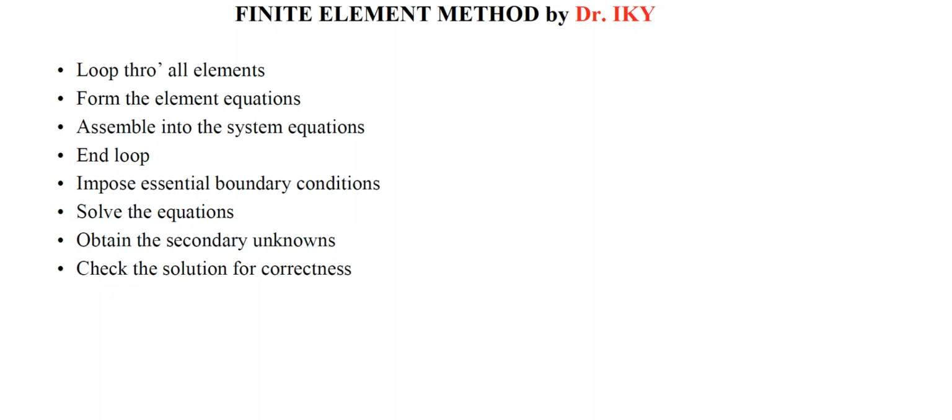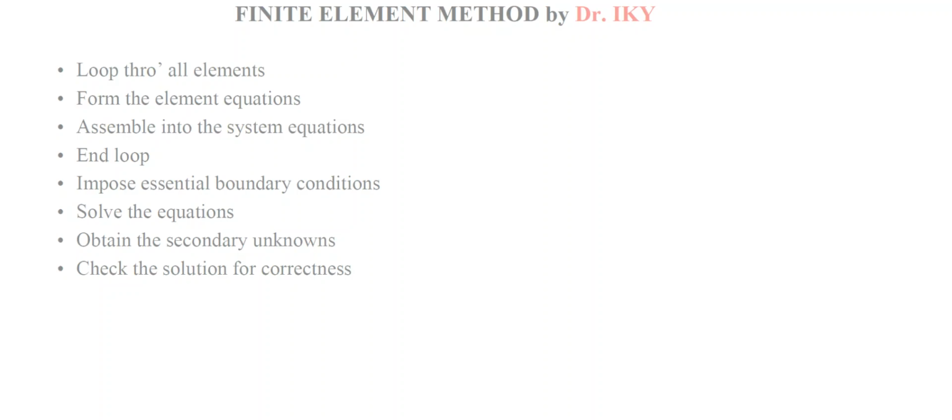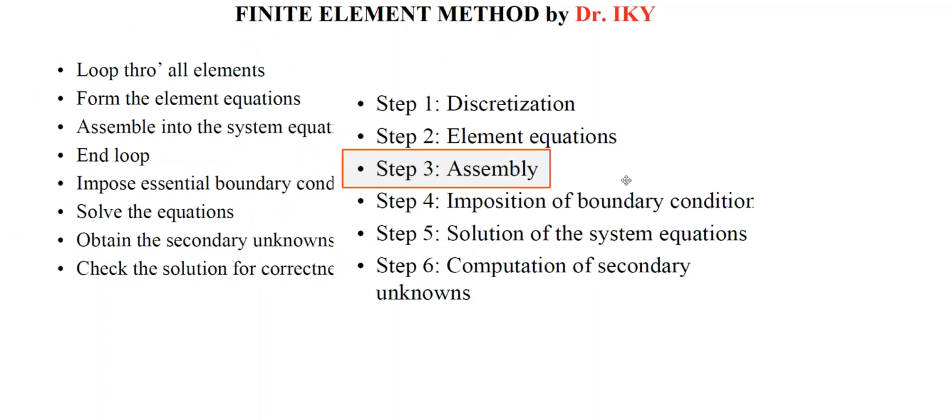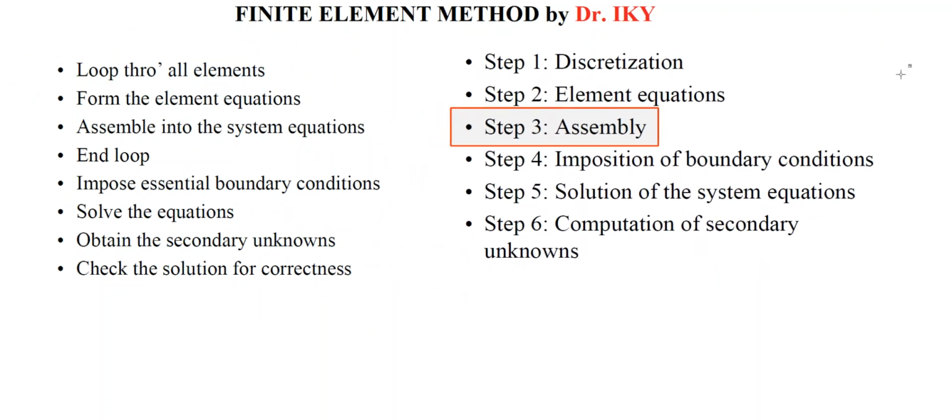So, when we started to describe the 6 steps of the system, maybe I should give the descriptions to you again so you can remember what we have talked about before. We have got first discretization, which means creating the mentioned element equations, taking all of them together, creating the assembly, imposing the boundary conditions, solution of the system equations, computation of secondary unknowns. We have already talked about these ones.